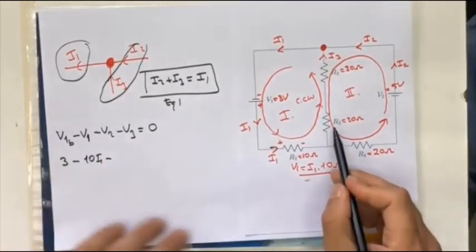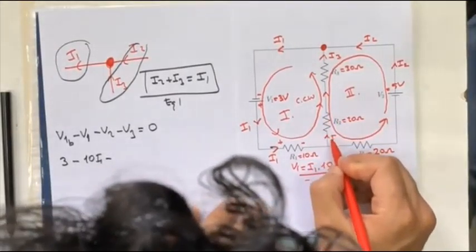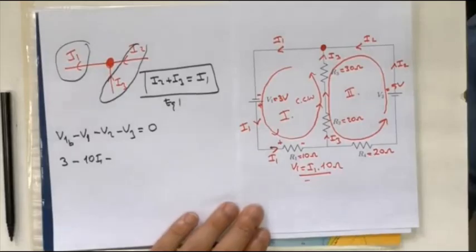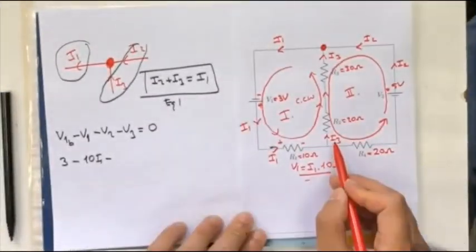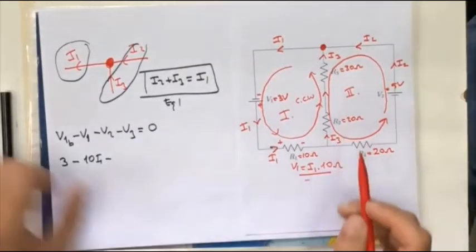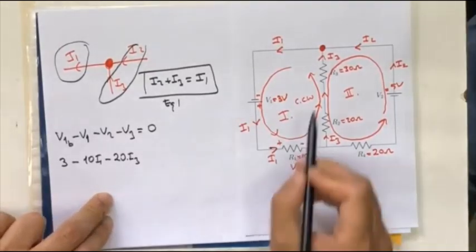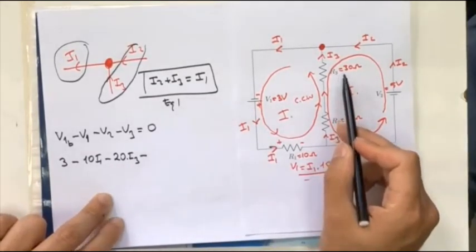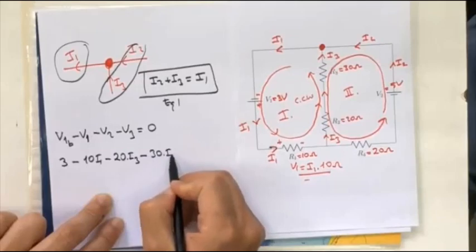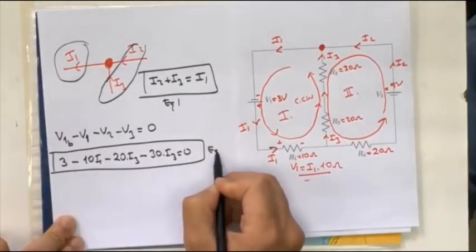Minus, for V2, pay attention, in this branch the current is I3. So, I3 flows through R2 and R3. So, V2 will be equal to I3 times R2, so it will be equal to 20 times I3. Again, minus, because here minus, for V3, we will write 30 times I3, and equals 0. And this is the second equation.